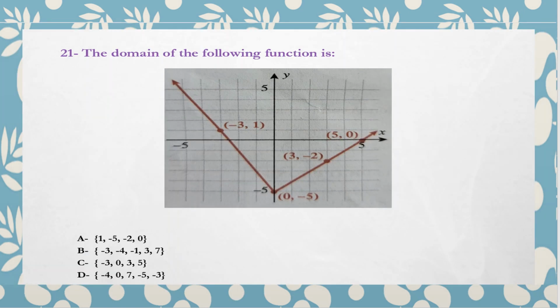Question 23, the domain of the following function is. Also in this example, he needs you to extract the domain from this graph of the function. And the domain is the first component of the ordered pair. So this is the domain, and so the domain values equal minus 3, 0, 3, and 5. And the correct answer is C.